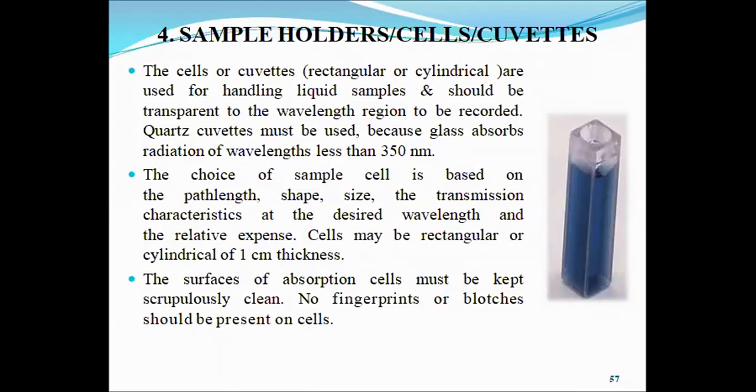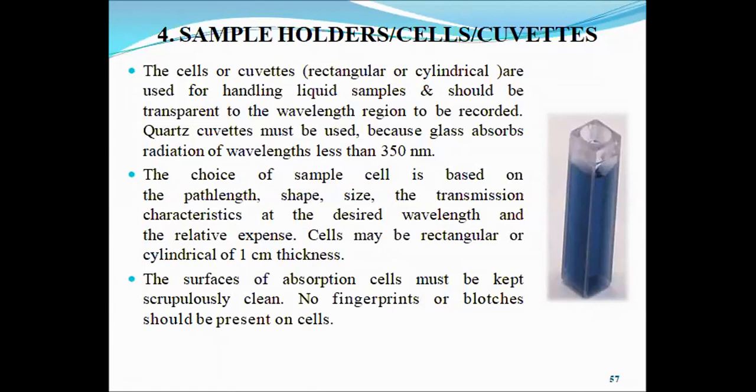It should not happen that if we are using ultraviolet radiation, the material of the cell or the cuvette also tends to absorb the ultraviolet or visible radiation. Otherwise, we won't get the proper and correct absorbance by our sample. So a quartz cuvette can be used because glass tends to absorb wavelengths less than 350 nanometers.